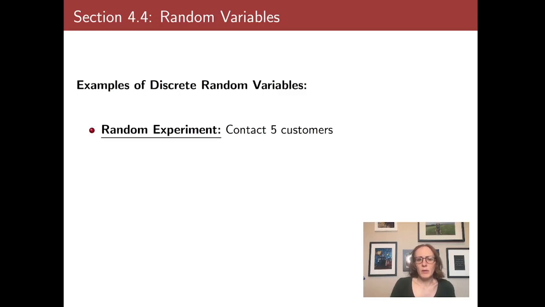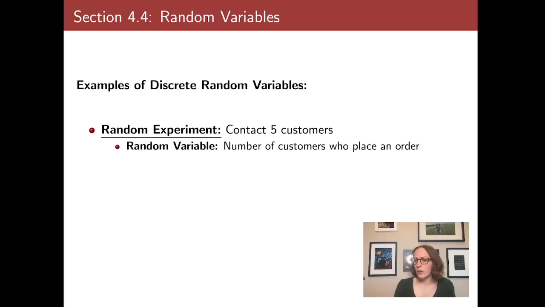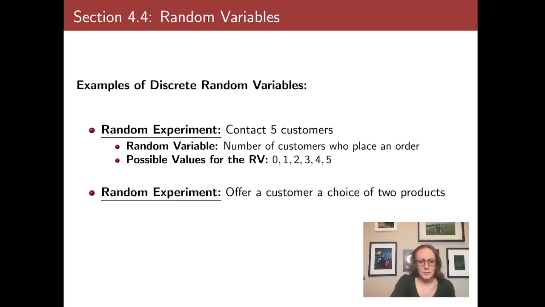And an example of a discrete random variable would be if I contact some number of customers, let's say 5, and my random variable might be the number of customers who place an order when they're contacted. And so the possible values, if I contacted 5 people, I could have 0 of them place an order, 1 of them, all the way up to all 5 of them that place an order. So this would be an example of a discrete random variable. It can be these numbers.